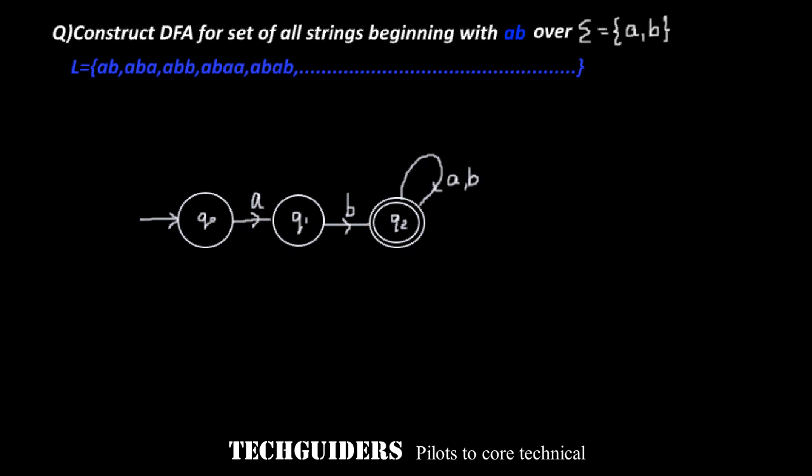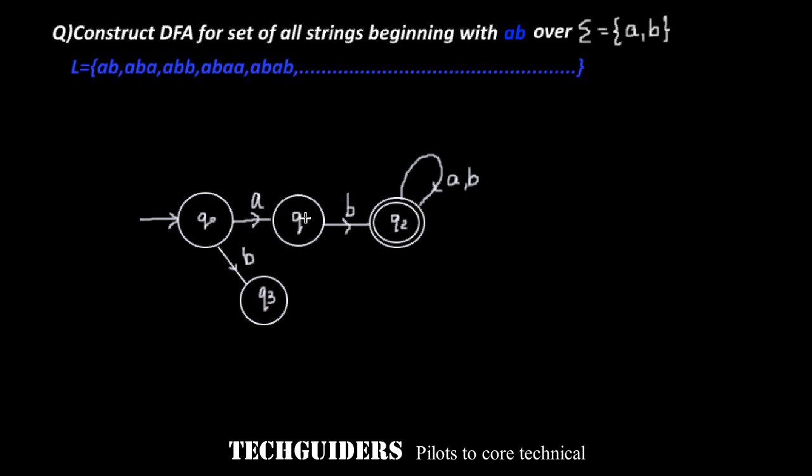Now from state Q0, what happens if the input symbol found is B instead of A? If the input symbol found is B, it means the string begins with B. Such strings are to be rejected. So we can move the machine to a dead state or trap state. Thus this state remembers that the string didn't start with AB.